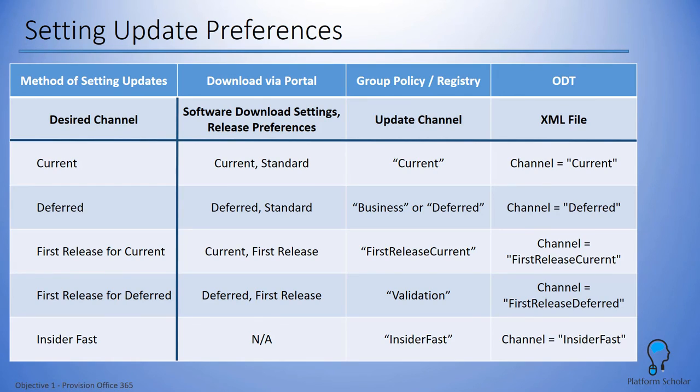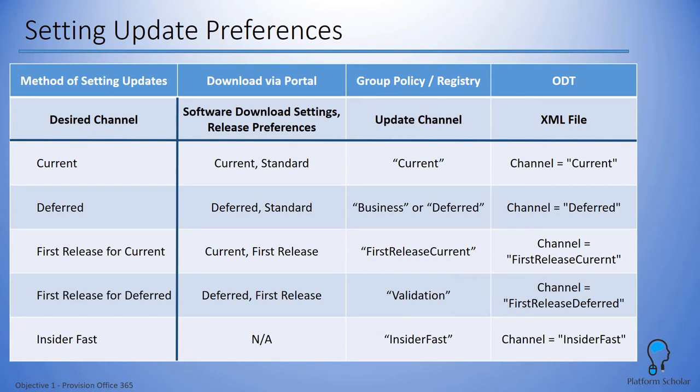Here are the actual settings for each method, and notice that the terminology for group policy and registry settings is slightly different than the Office deployment tool settings or the terms that we've used so far. For instance, to change a user to deferred, you can set the value to business. Also, instead of using first release deferred, the value is validation. This is most likely a holdover from the previous incarnation of the deferred update channel, which was called current batch for business.